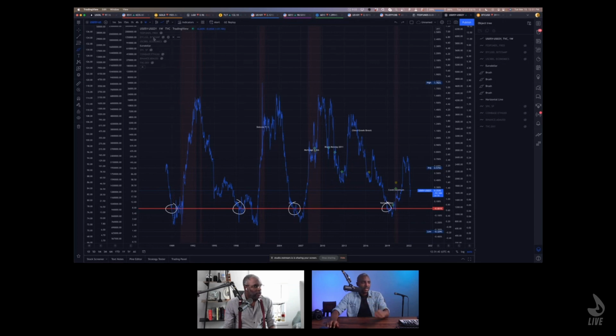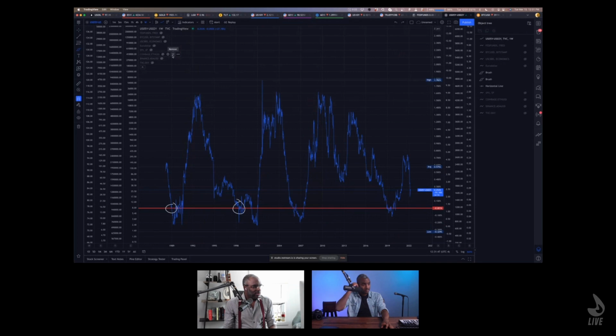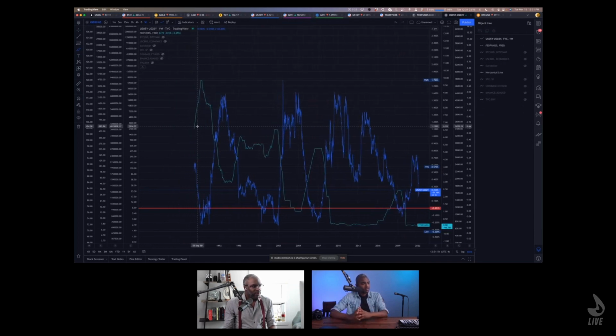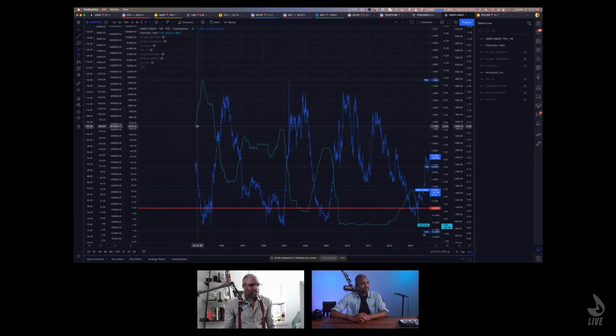We overlay that with the federal funds rate. And you'll notice that the federal funds rate in general is the inverse of the yield curve, right? So when interest rates are falling, remember we said that when the Fed funds rate is falling, it means financial conditions are what?